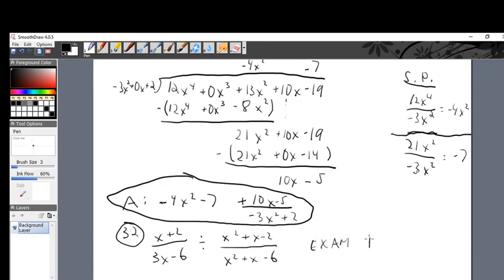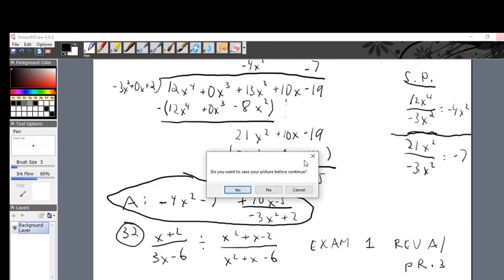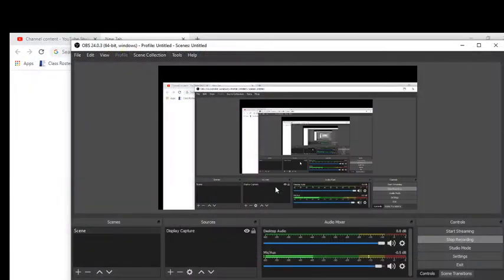In any case, you can look up a problem almost exactly like this in exam 1, review A, problem number 3. There we go. Let's get a new piece of paper here. Let me carefully go down here and get my new piece of paper.